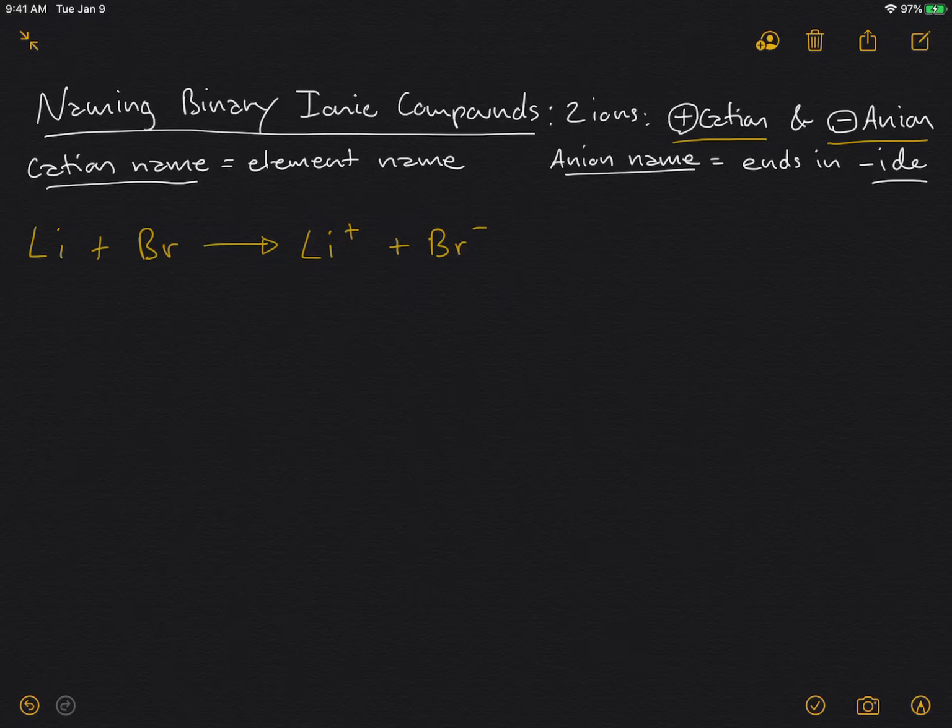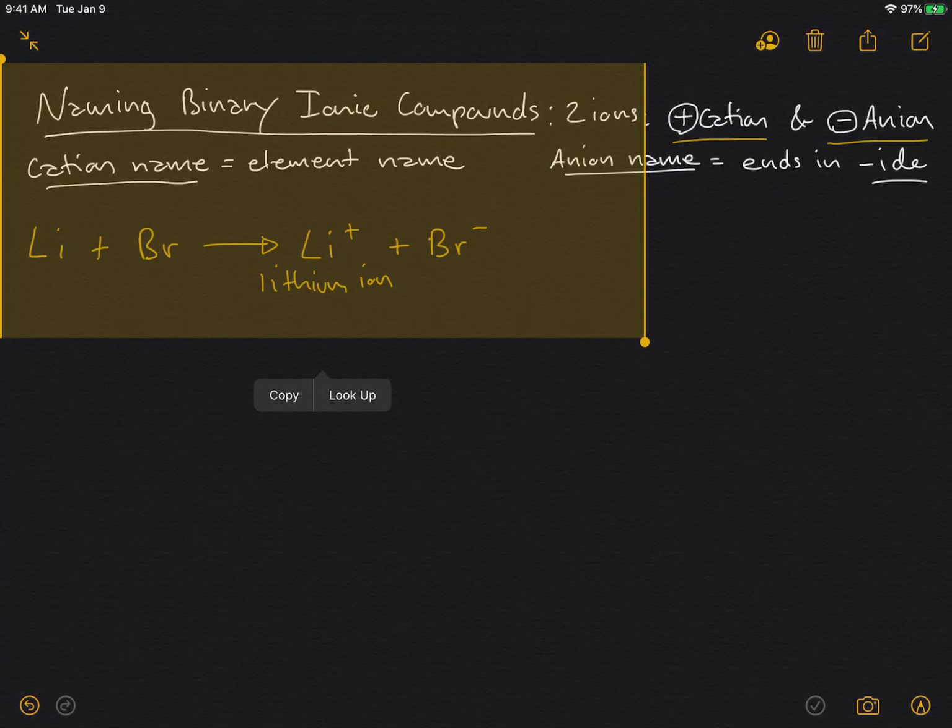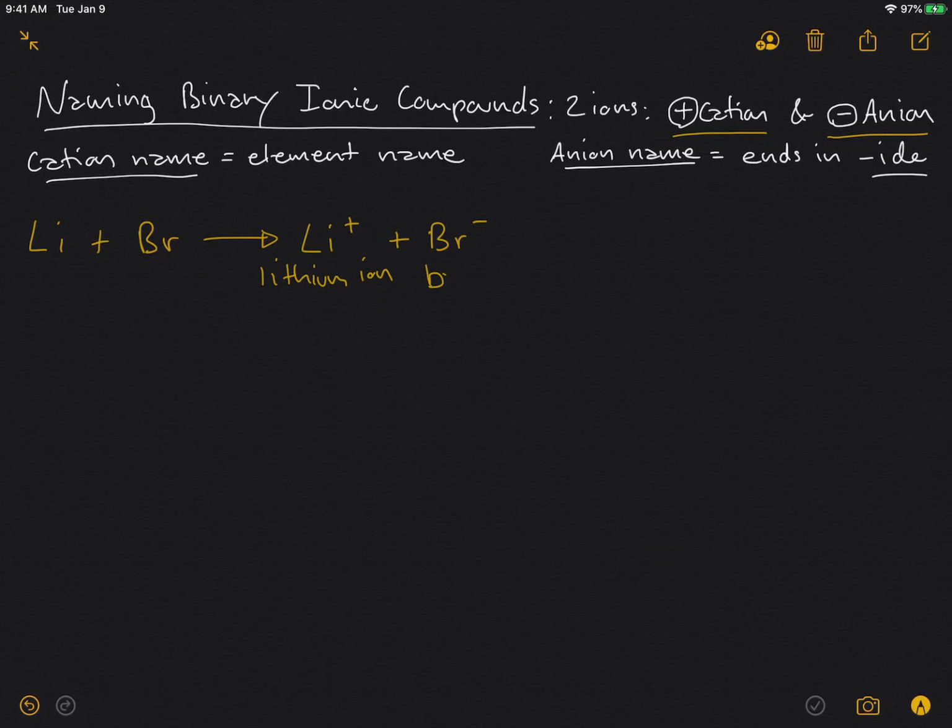And so the lithium ion is just called lithium ion. Same name as the atom. The bromine ion is called bromide. We call that the bromide ion. And since we have a plus 1 charge on lithium and a minus 1 charge on bromine, the formula is just, you put them together, the charges disappear, it's 1 to 1, and we just drop the ion after the name and we put the names together. So lithium bromide.